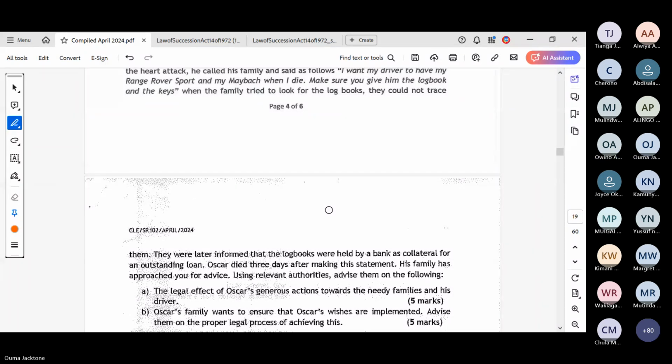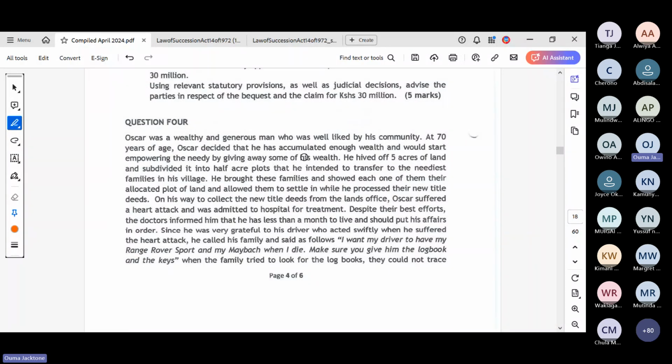All right. So what is the legal effect of these generous actions? What is the first one and the second one? So the first one is the needy families. He was giving them pieces of land. The question says that he has hived off 5 acres of land and has subdivided them into half acres each, with the intention to transfer to the needy families, like you've seen. And then the question also says that he was on his way to collect the new titles from the lands office.